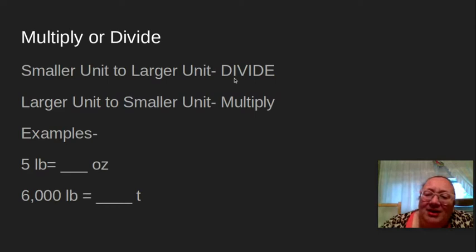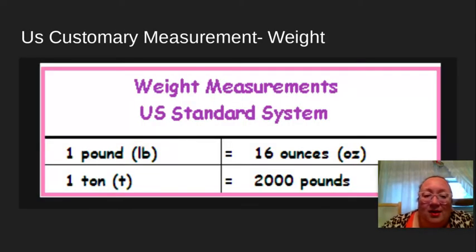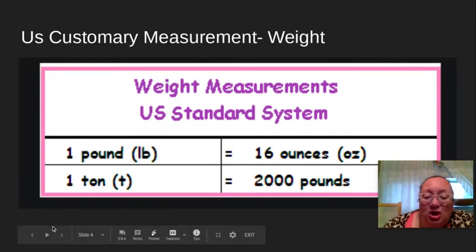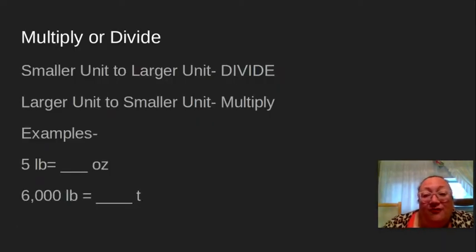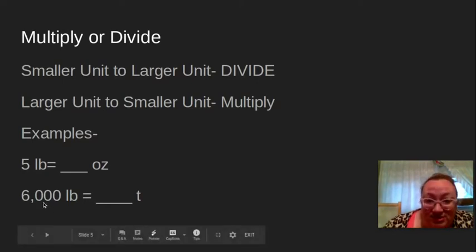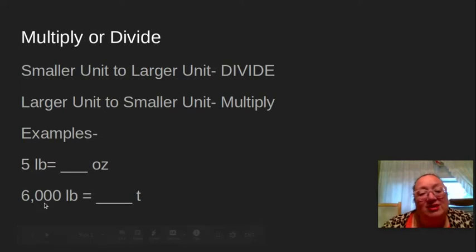Now, how many pounds are in a ton? Let's go back. We have 2,000 pounds in a ton. So I am going to divide 6,000 by 2,000. So let's see. How many tons do we get? You guessed it. We get 3 tons.